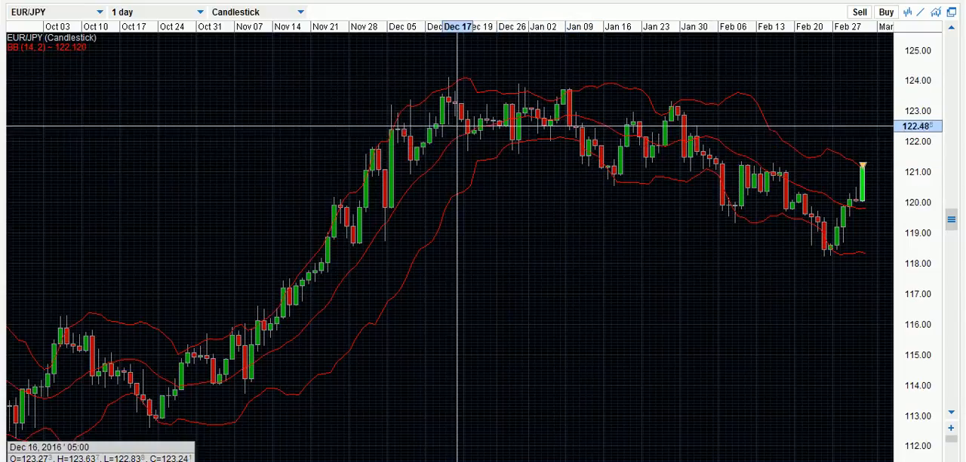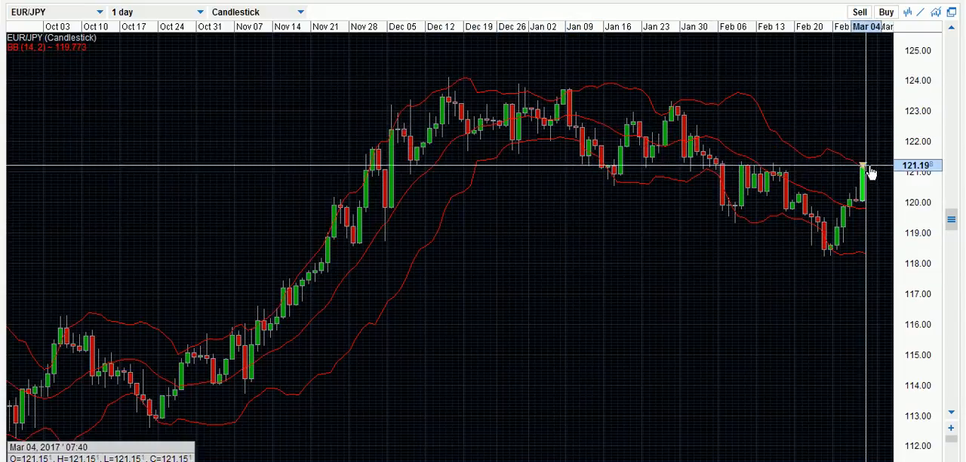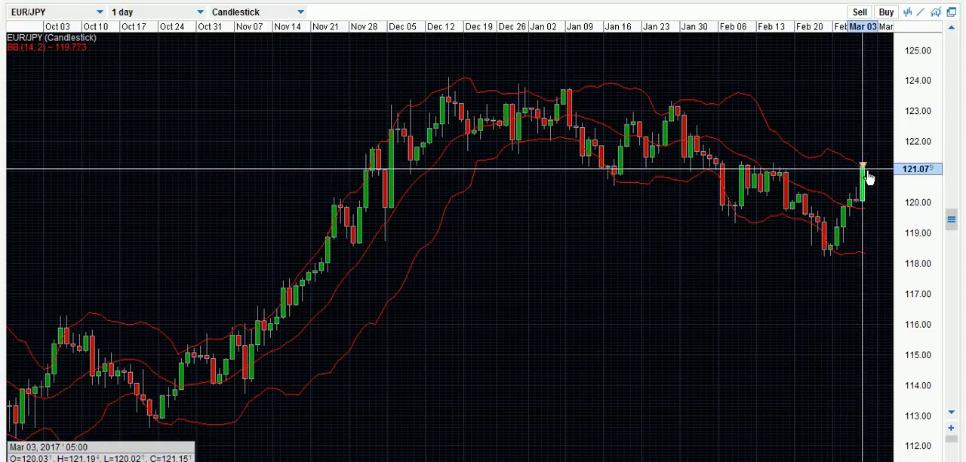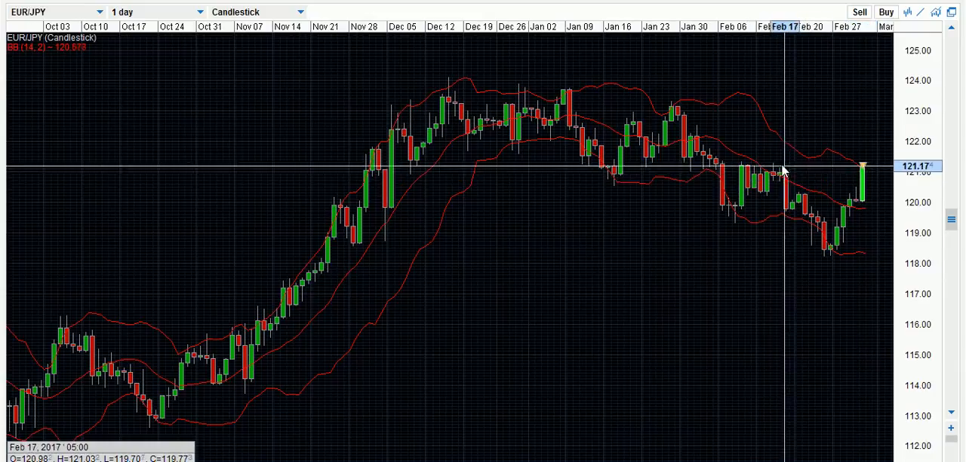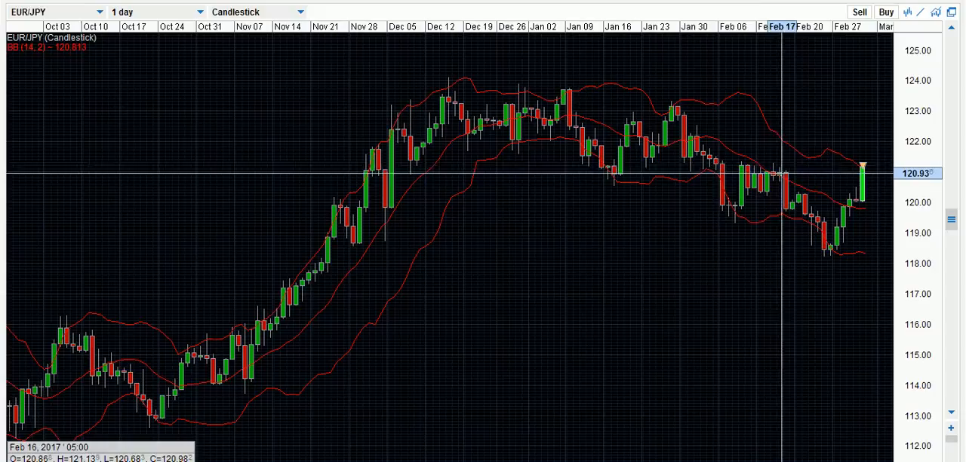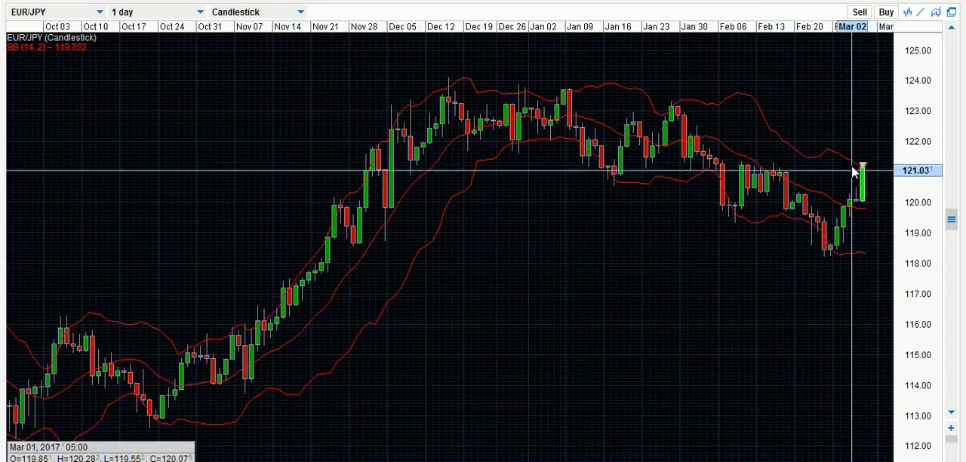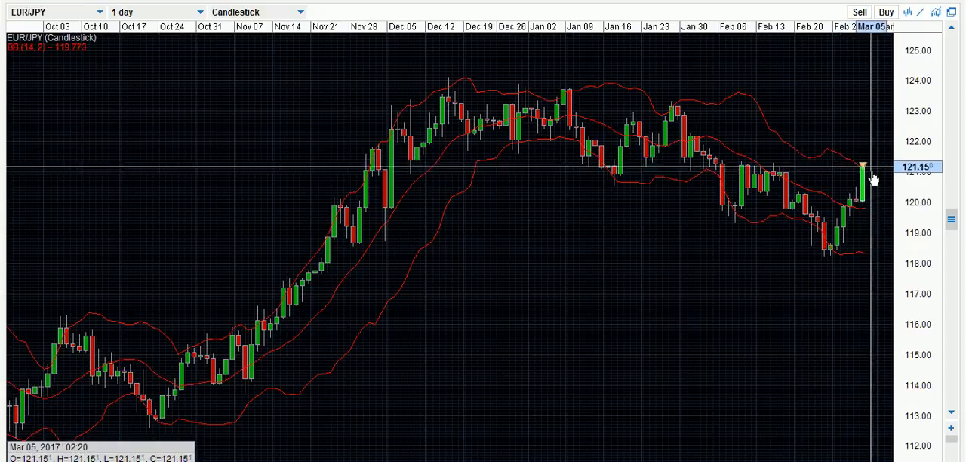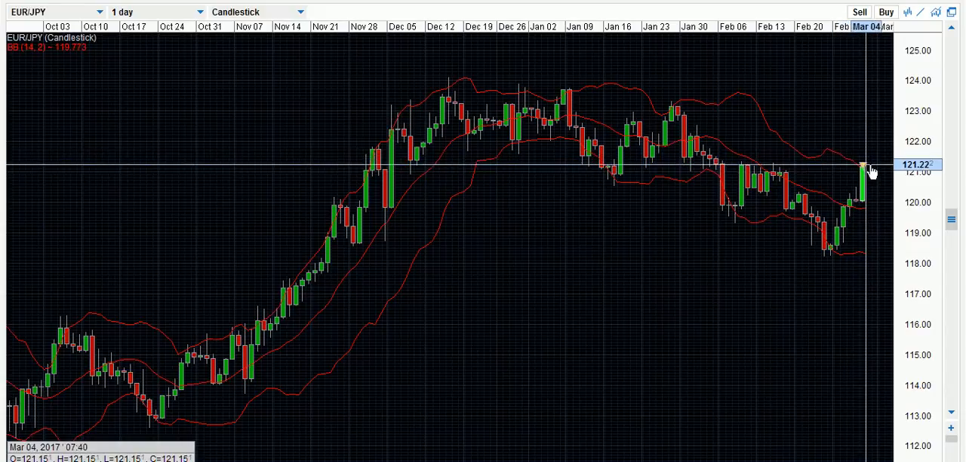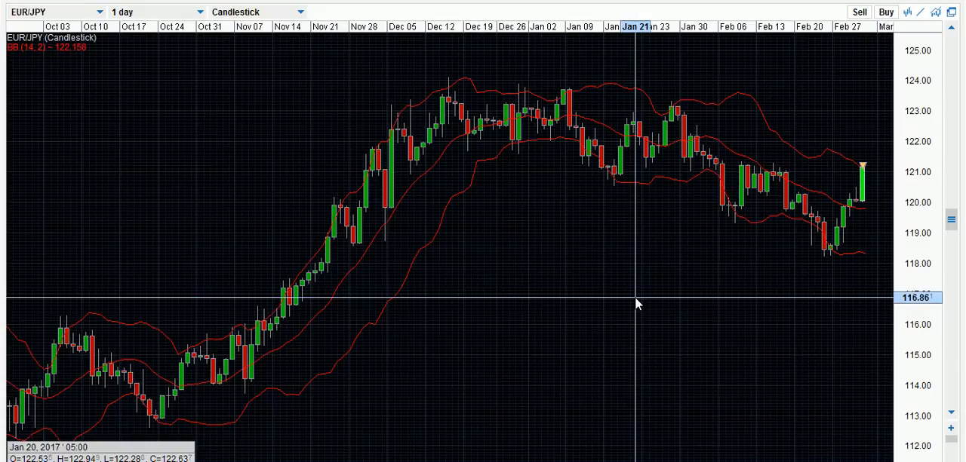I went short on the Euro JPY yesterday, on the Friday, not necessarily based on the fact that we touched this line. I played off this supply area here, but it just so happens to coincide with touching the upper line of the Bollinger Band, which gives me more confluence, more reason why that's a good trade. Personally, I don't think you can use Bollinger Bands just to place trades because they're not necessarily that accurate.